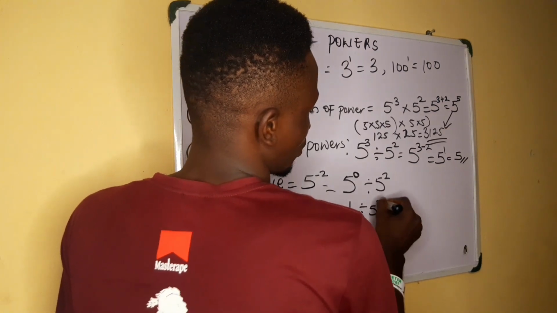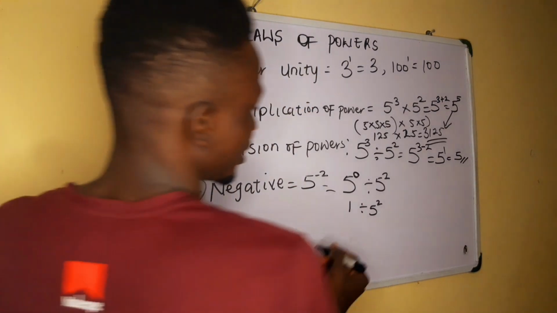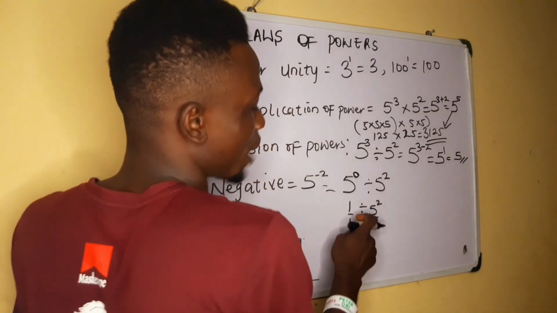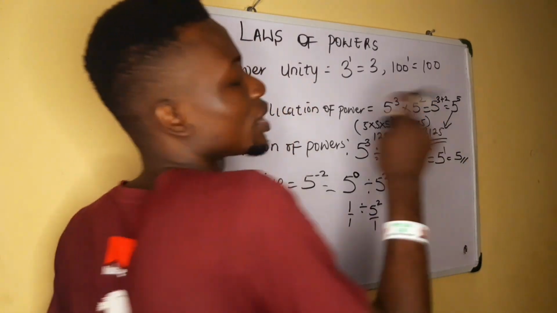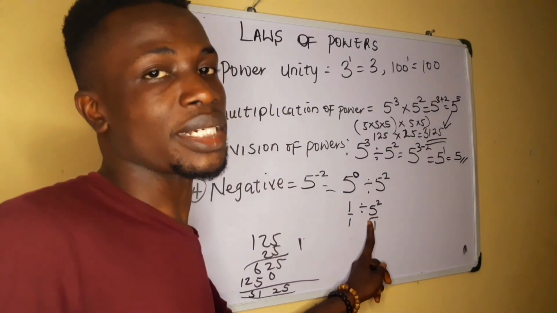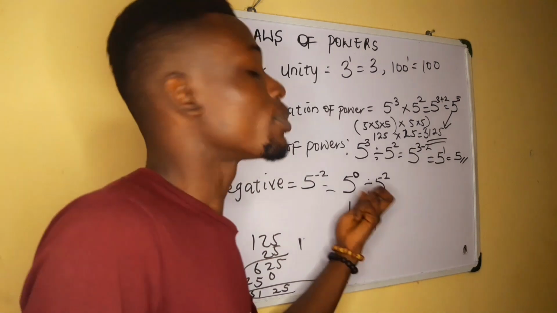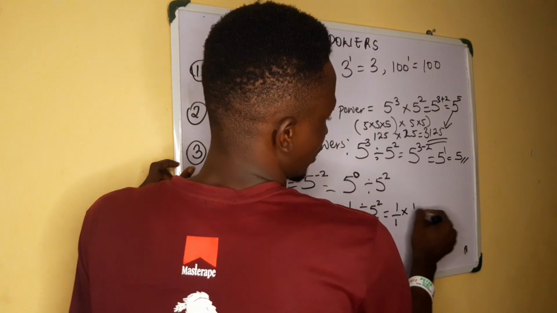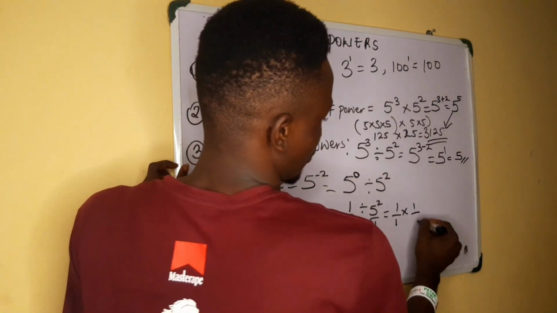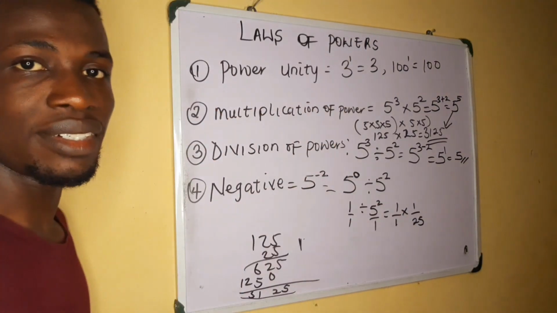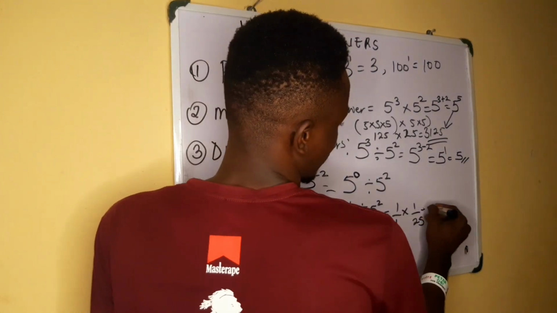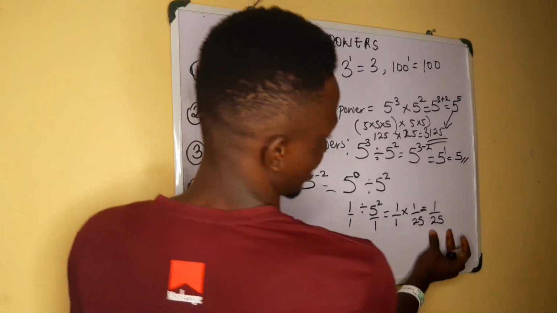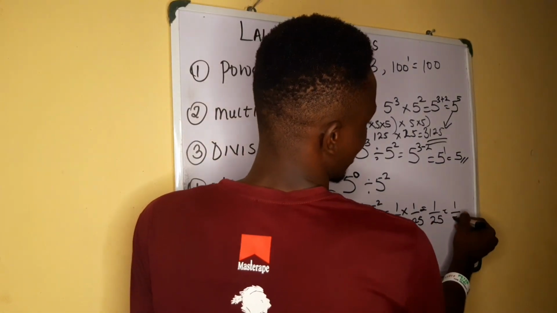So this is the same thing as 1 divided by 5 raised to the power 2. And since we know the basic law of division, this is over 1, this is over 1. What will happen? The division will change to multiplication, and this number here will be flipped. The down one comes up, the up one goes down. So this is 1 over 1 times 1 over 5 squared, which is 5 times 5, which is 25. So 1 times 1 will give me 1. 1 times 25 will give me 25.